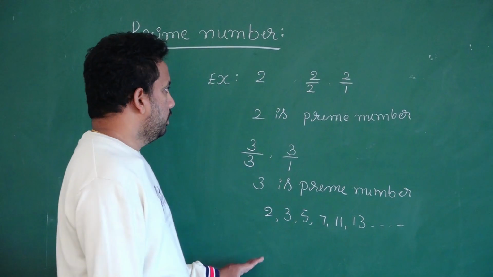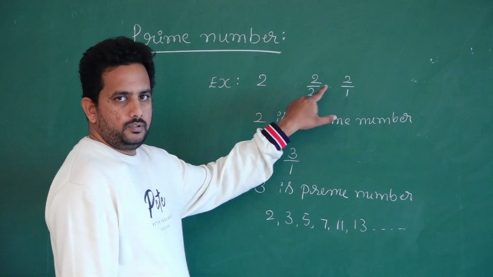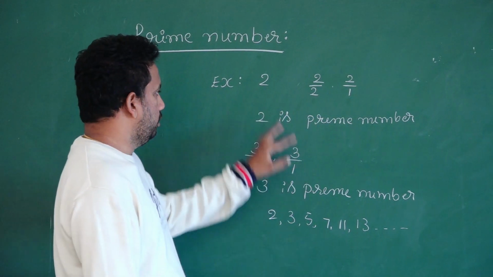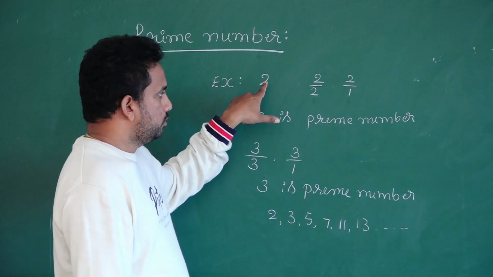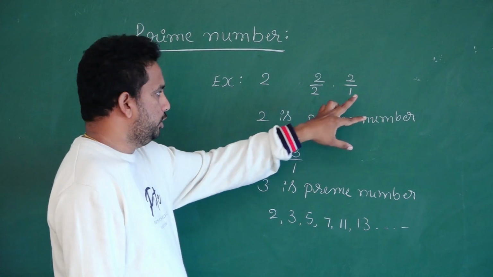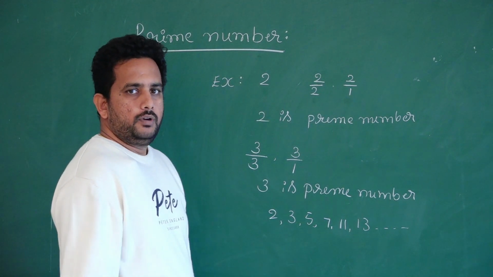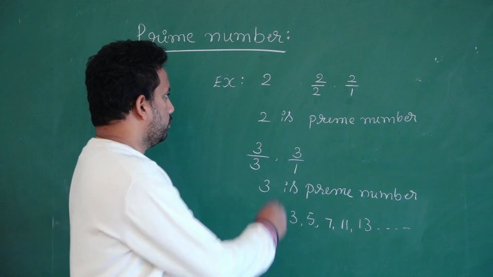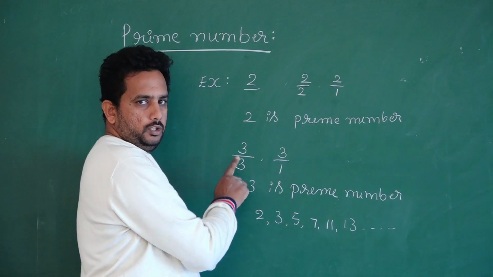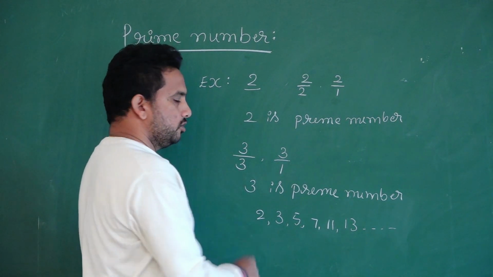A prime number is a number divisible by 1 and itself. You can look here. 2 is a prime number. 2 is divisible by 1 and by 2 only. No other number divides 2. Therefore 2 is called a prime number. Like that, 3 is divisible by 1 and 3 only. No other number divides 3. Therefore 3 is also called a prime number.